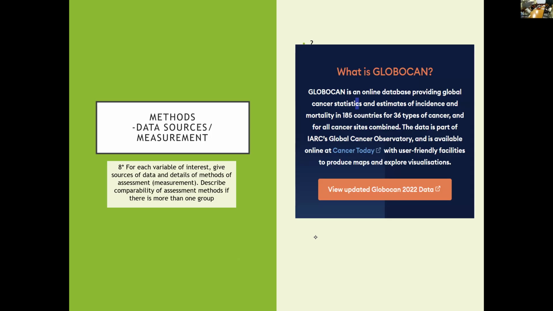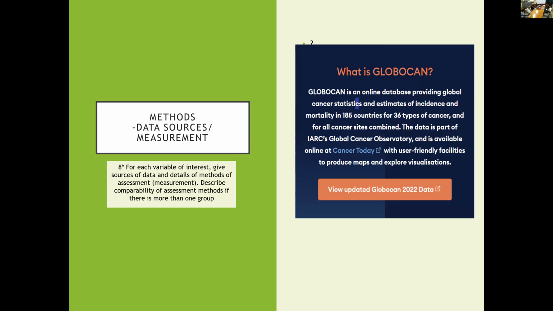So, data sources and measurement. For each variable of interest, give the sources of data, details of methods of assessment, and describe comparability if there are more than one group. So they have 3 main data sources. This is the GLOBOCAN 2022 data. It's actually available online for free.